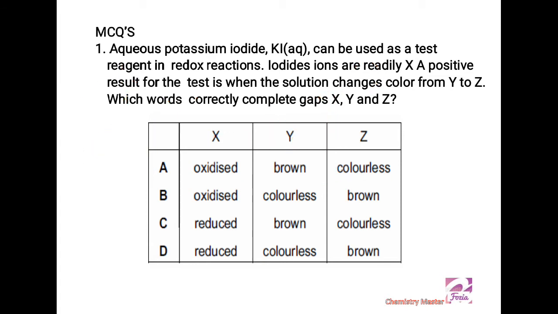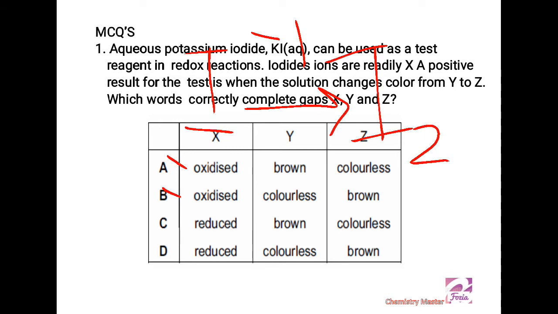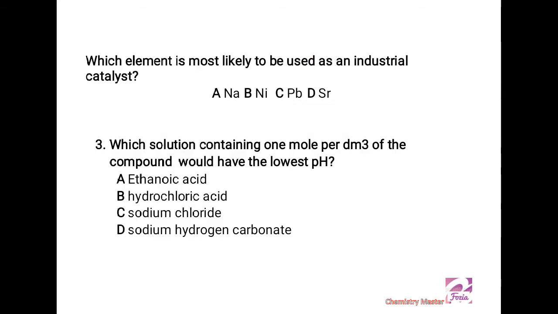It says iodide ions are readily X. So we are thinking about A and B. They must be oxidized. And the positive result for the test is that the solution changes color from Y to Z. Whenever iodine is present in its ionic form with a -1 charge, it is colorless. But when molecular iodine is released in the medium, in the conical flask, it is brown in color. So you have to memorize these things and select the right answer.